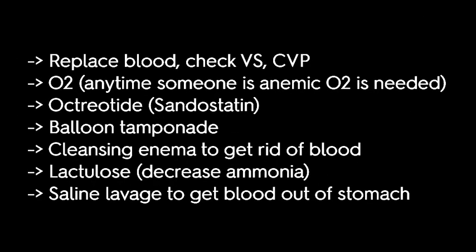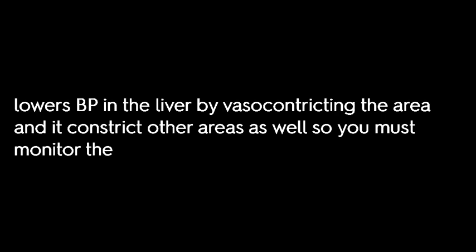What is the treatment for bleeding esophageal varices? Replace blood, check vitals and CVP, O2, octreotide, balloon tamponade, cleansing enema to get rid of blood, lactulose, saline lavage to get blood out of the stomach. What does octreotide do? Lowers BP in the liver by vasoconstricting the area, and it constricts other areas as well, so you must monitor the client.